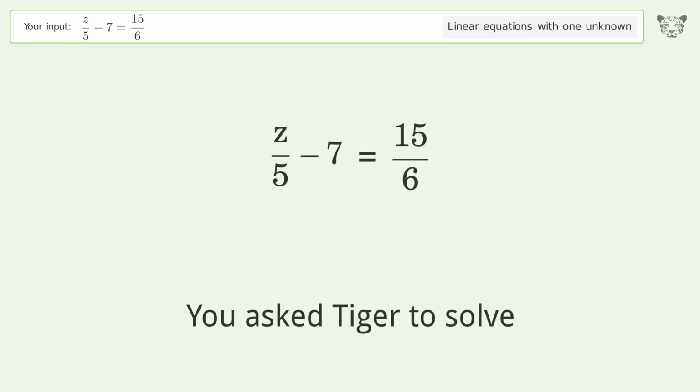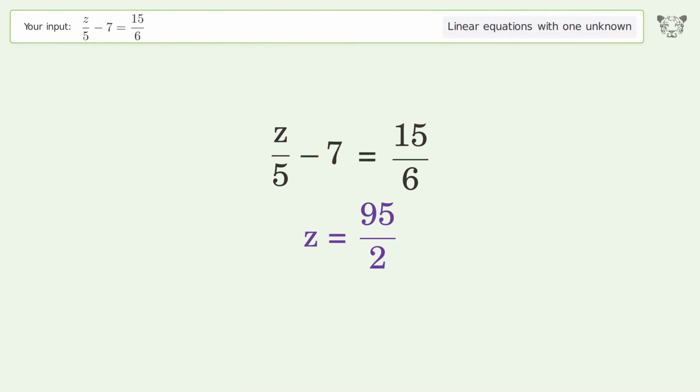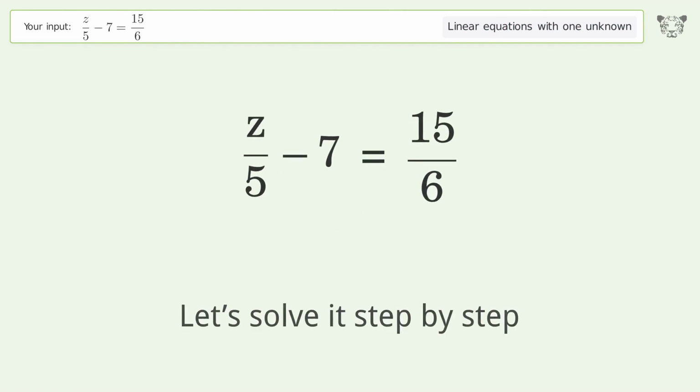You ask Tiger to solve this. It deals with linear equations with one unknown. The final result is z equals 95/2. Let's solve it step by step.